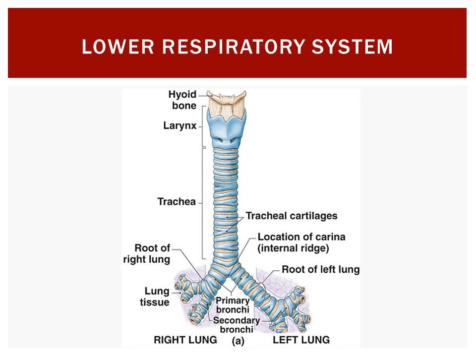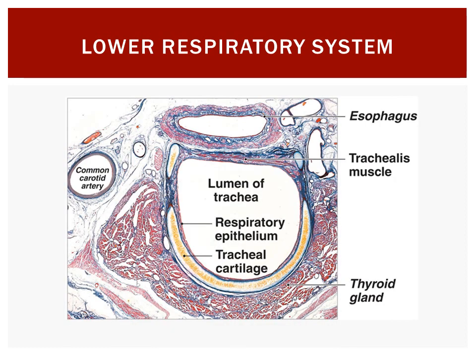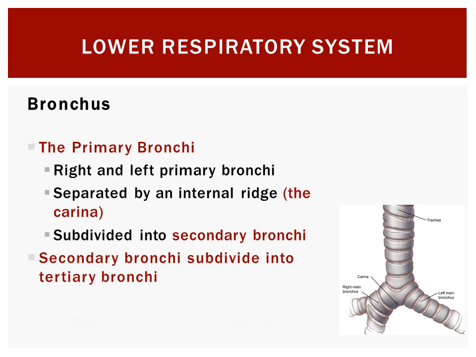So this is the image of the trachea and tracheal cartilages, which will branch to form the primary bronchus. And here is the C-shaped cartilage of the trachea. It is C-shaped because it will allow the esophagus to expand.